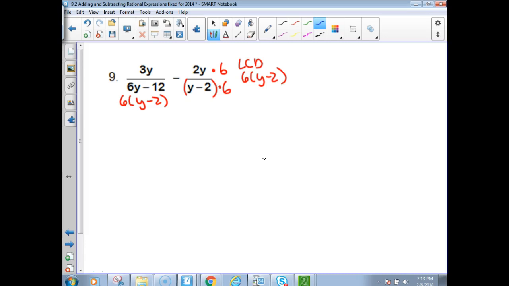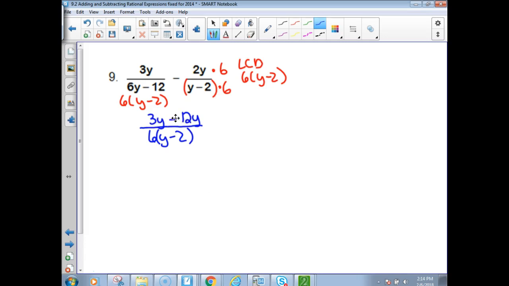It doesn't have a 6 in its denominator. You need the LCD to be 6 times y minus 2. So here's what I'm telling you about a shorter cut. Ready? On the bottom, I'm going to write 6 times y minus 2 for my denominator. My numerator, I didn't have to do anything to the first fraction, so I write down the numerator 3y minus, and now I'm going to do 2y times 6, which is 12y.